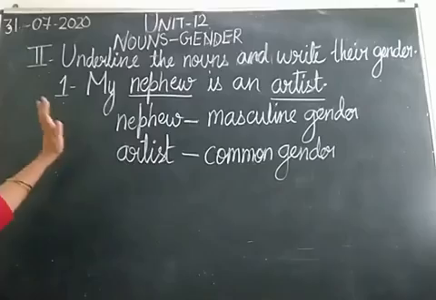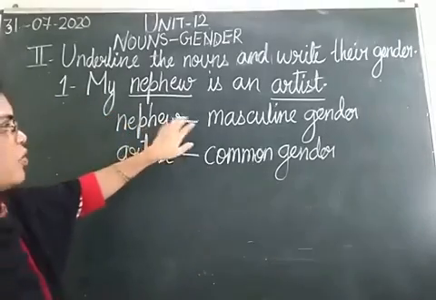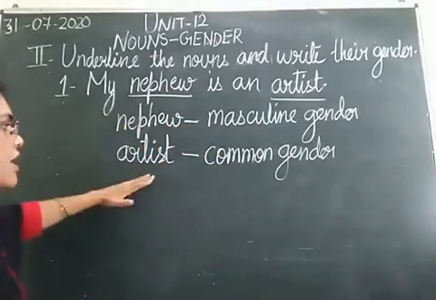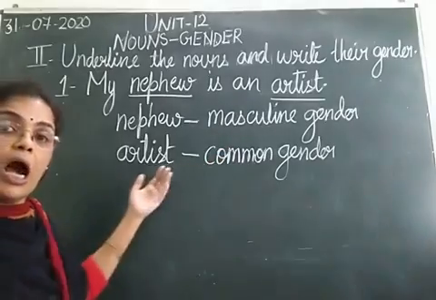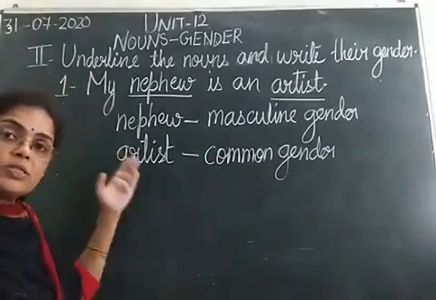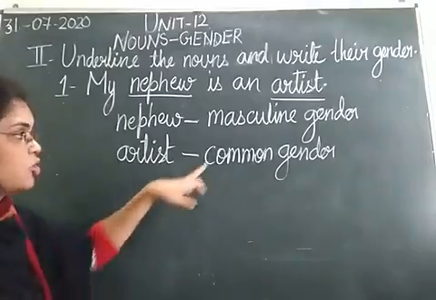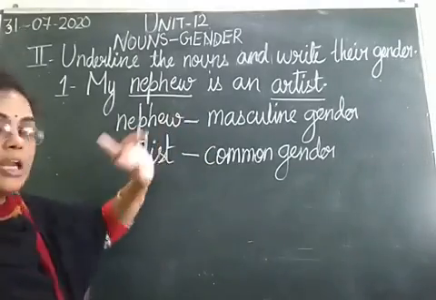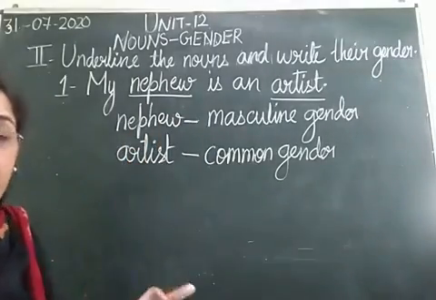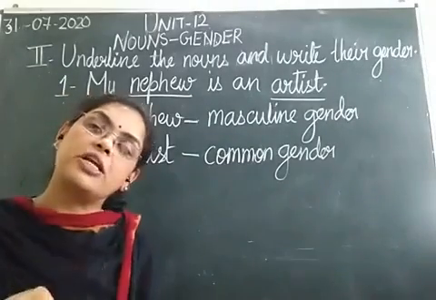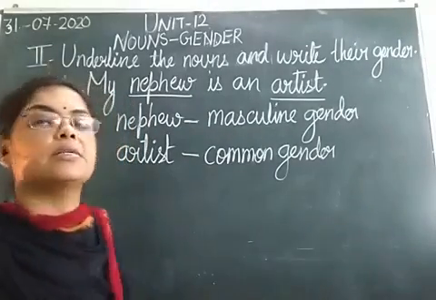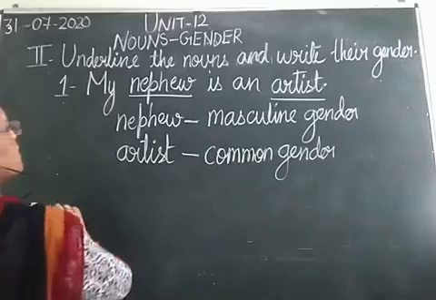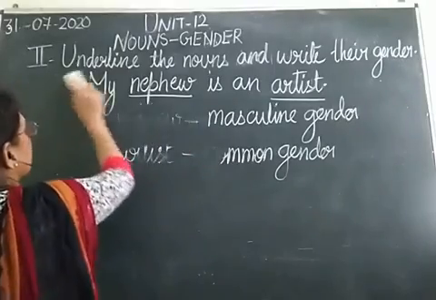So, my nephew is an artist. Nephew denotes masculine gender and artist denotes common gender. Artist क्योंकि मेल भी हो सकते हैं, फीमेल भी हो सकते हैं, तो कॉमन. नेफ्यू खाली मेल डिनोट करता है, इसलिए मैस्कुलिन. और नेफ्यू का ऑपोजिट जेंडर क्या है बेटा? नीस. नाउ द सेकंड वन.